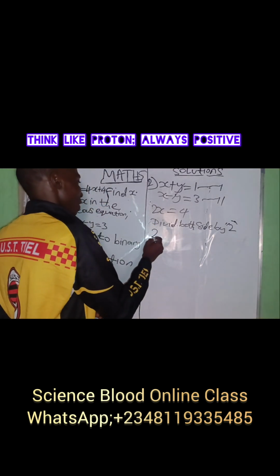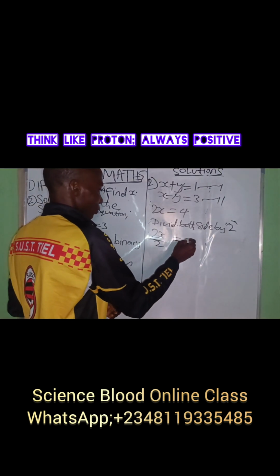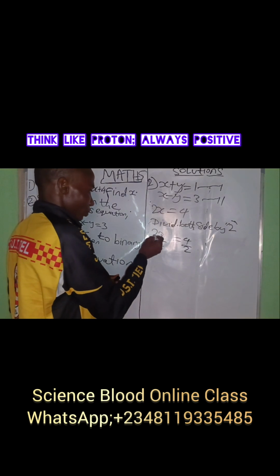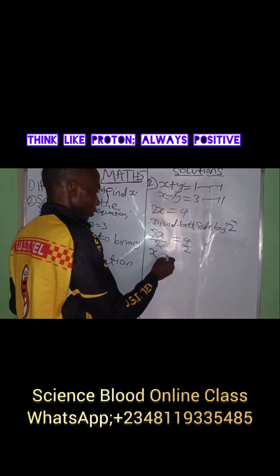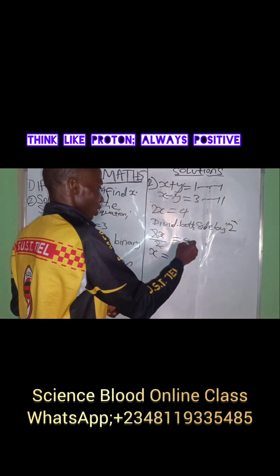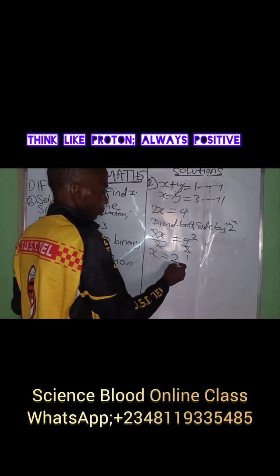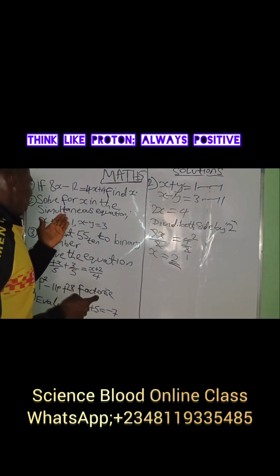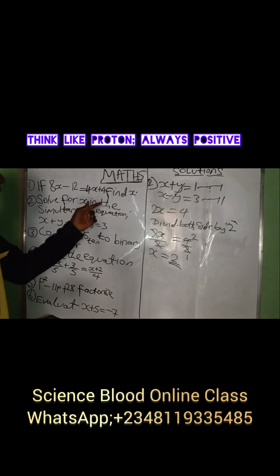And this implies we have 2x all over 2 equals 4 all over 2. So on the left hand side, 2 will just cancel 2. You are left with x equals, here is 1, 4 divided by 2 will give us 2. So the value of x here is equal to 2. And this is what we have been asked to look for. So the question says for that number 2, solve for x in the simultaneous equation.